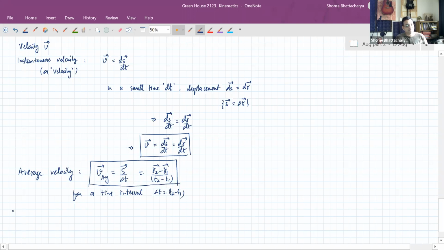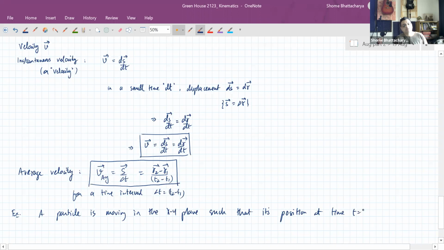So let's look at an example. A particle is moving in the xy plane such that its position at time t equal to t is given by this relation.